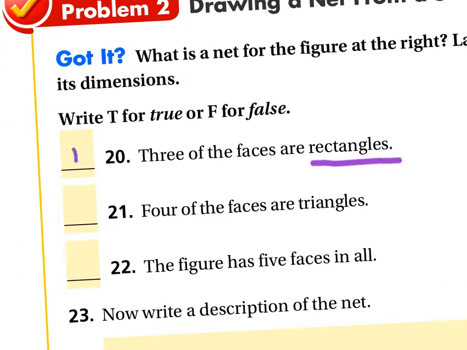There are three rectangles. In fact, there's something you can say about two of the triangles, and in a moment, we'll get to that. Four of the faces are triangles. That's false, as we see only the front of the tent and the back of the tent are. And the figure has five faces total.